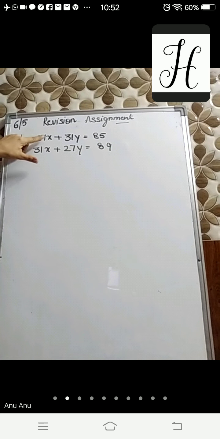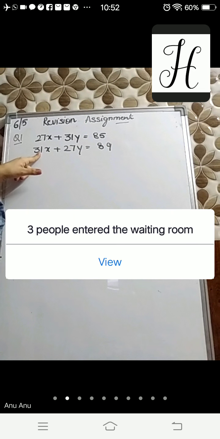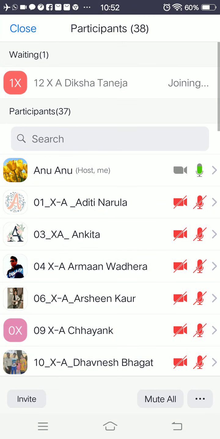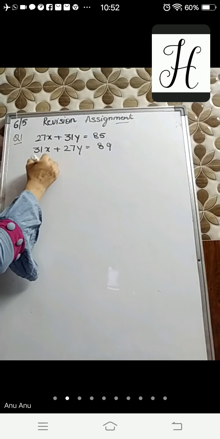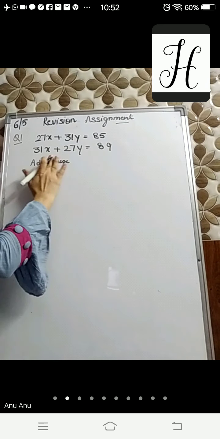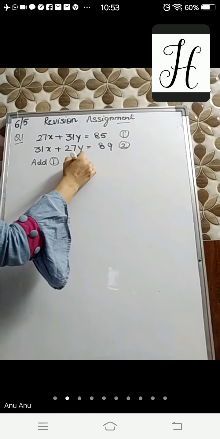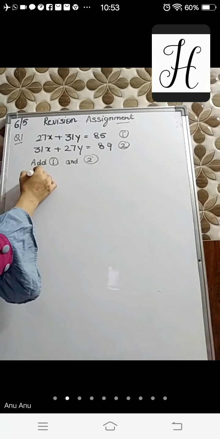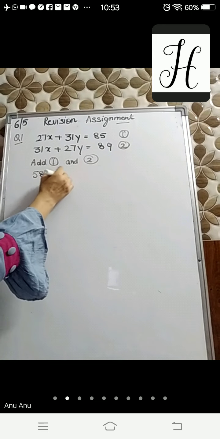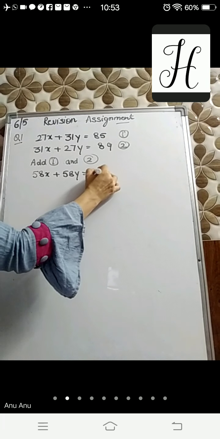Have you noticed that the coefficients of x and y are swapped in both the equations? So what you will do, this is exactly the same as the question that we did yesterday. For this you will add 1 and 2; you can give them number 1 and number 2. Add 1 and 2, and you will also subtract these two equations. After addition, what you will get is 58x plus 58y is equal to 174. This is your equation number 3.